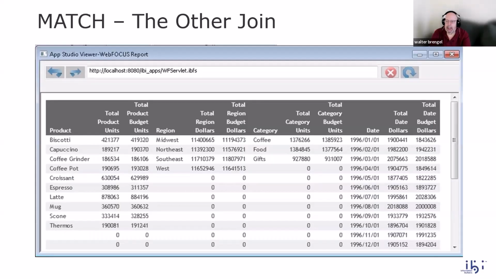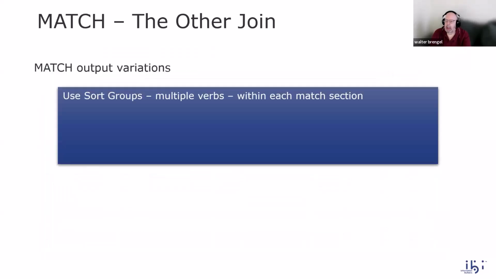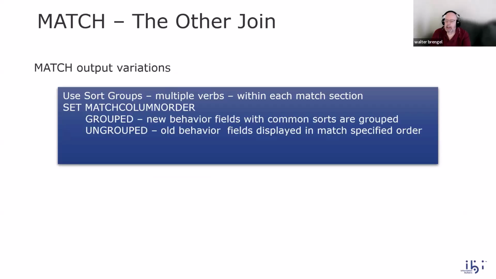So here's what the output looks like. The new behavior is grouped. So again, all the fields with the common sorts are going to be grouped right after the buys. Ungrouped goes back to the old behavior. So if you have reports that are using the E notation, E01, E02, in a report that came from a match, just make sure that you're getting the right columns you're expecting. Otherwise, you might have to set match column order to ungrouped.